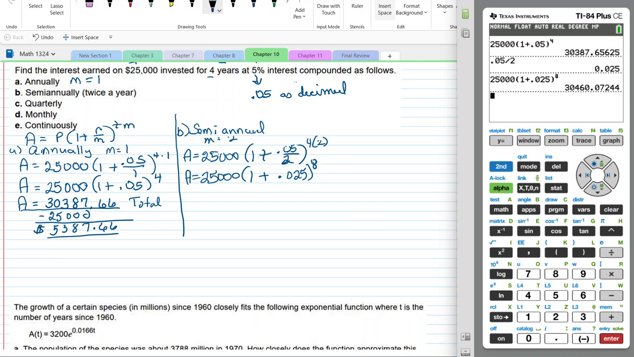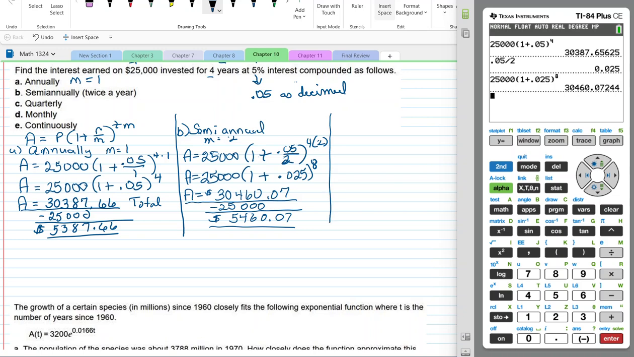Round to dollars, 2 decimals. It looks like 07. Now this is what we have as our total. So we're going to subtract the 25,000. And we can see that we earned, oh, under $100 more, right?